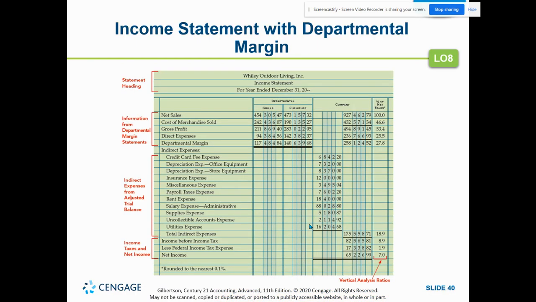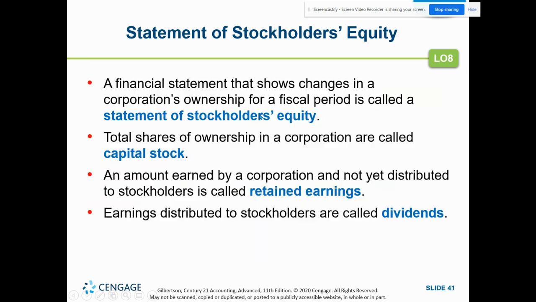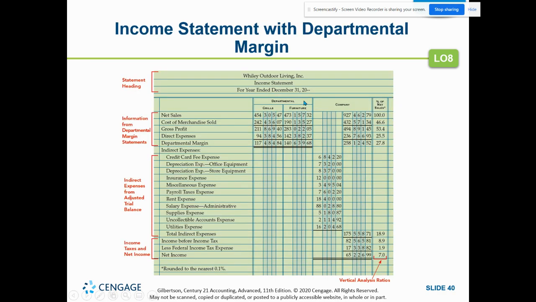So here's the income statement. All of this information is given to us pretty much in the book. We're just plugging the numbers in. They give us our net sales, and we take some of this information from the departmental margin statements.